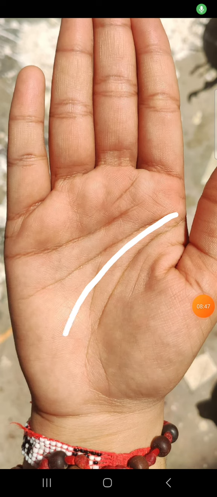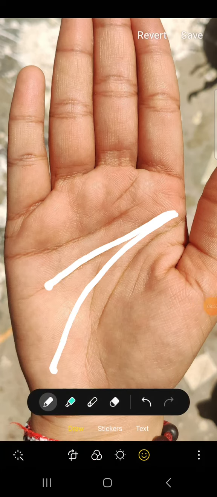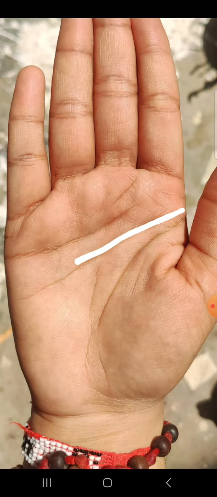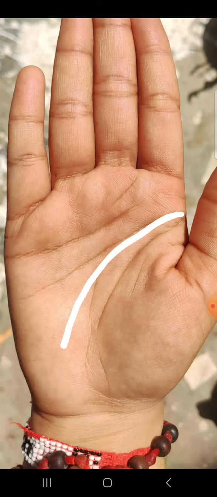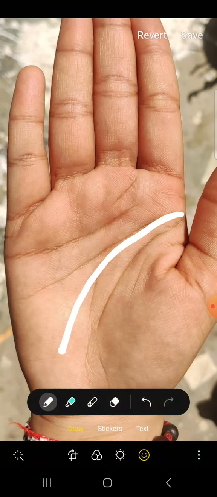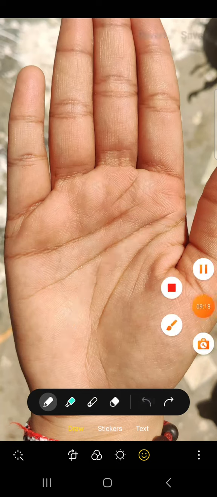And that's the opposite to someone who has just a very sort of straight headline. A straight headline is rational and logical, no nonsense, whereas someone with a headline that droops down like this is someone who's very trusting, very open-minded and naive, I suppose. So it's about that balance, really. It's all about the balance in palmistry.